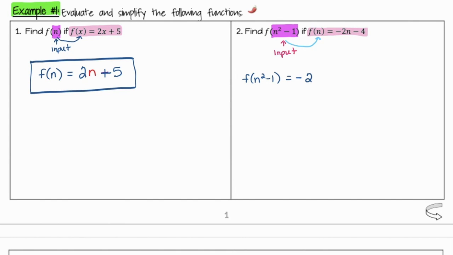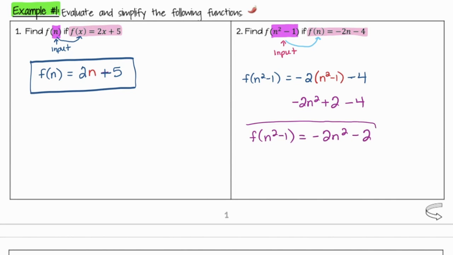So in this case, I have -2 times n squared minus 1. That's my new input minus 4. I'm doing exactly the same thing that we did in the Do Now, only that now we have some algebra piece that we're inputting. All right, so let me keep going because I do need to clean this up. This would be a -2n squared plus 2. Drop down. So my function would be -2n squared minus 2.